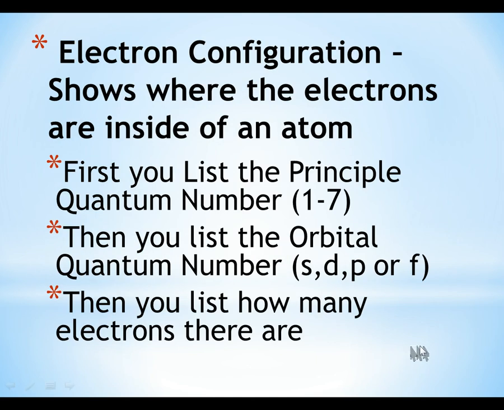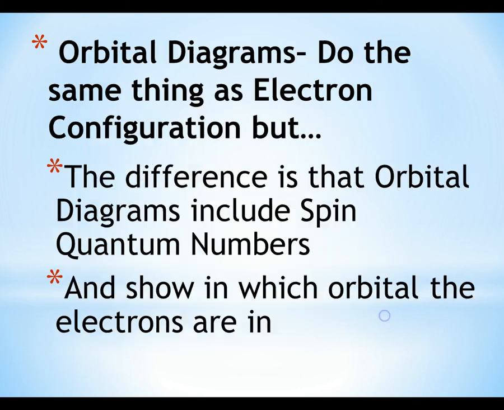So electron configuration is going to show you where the electrons are inside of the atom. And the way you do this is first you're going to list the principal quantum number, the 1 through 7. Then you're going to list the orbital quantum number, S, P, D, or F. And then you're going to list how many electrons there are in that orbital. Now, I don't expect this to make sense at the moment. I'll show you an entire video on how to do this, okay guys?